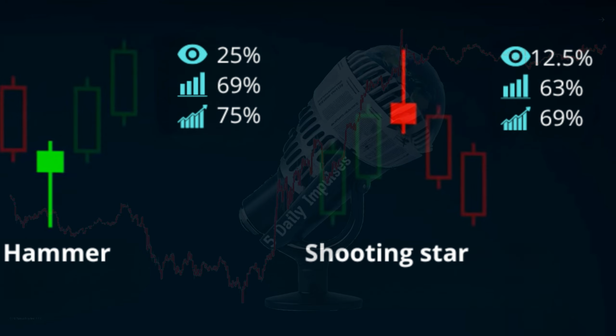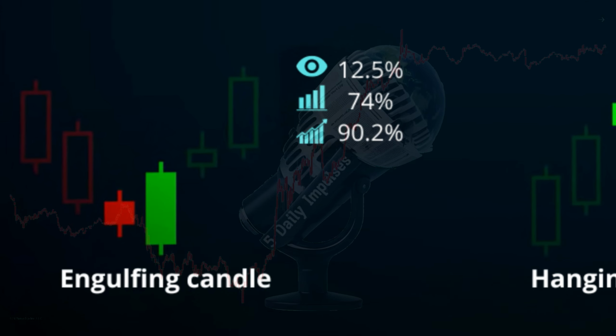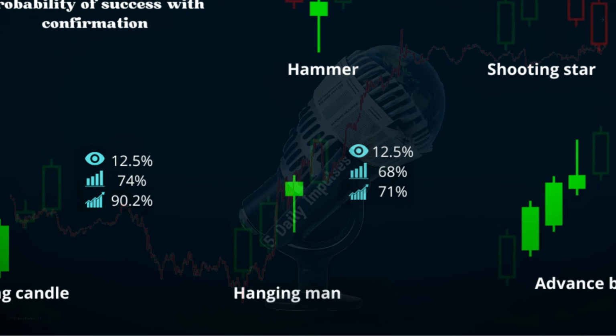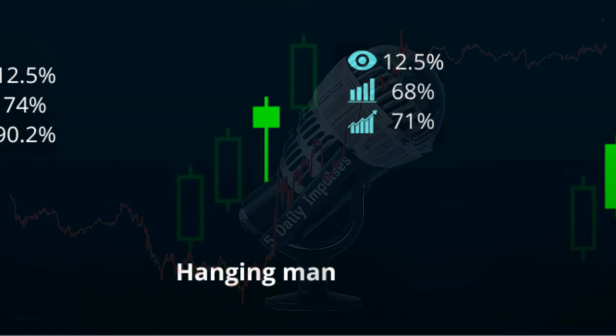We also have the engulfing candle, which appears 12.5% of the time with a 74% success rate. And don't miss this: if we seek confirmation of this pattern, our success rate increases to 90.2%. We also have the hanging man, which in this case is a continuation pattern, essentially confirming a trend. It appears 12.5% of the time, with a 68% success rate, and if we confirm it, the rate increases to 71%.